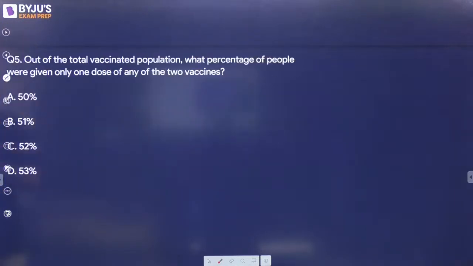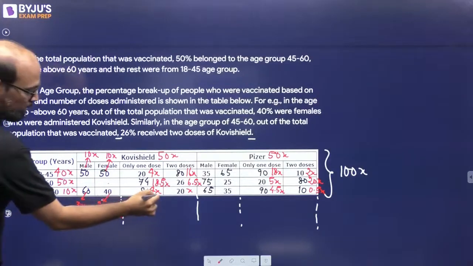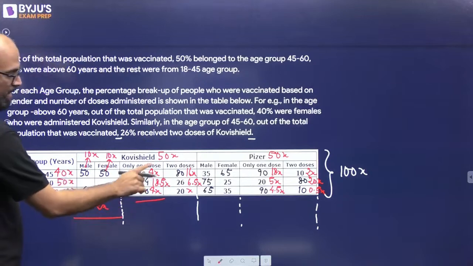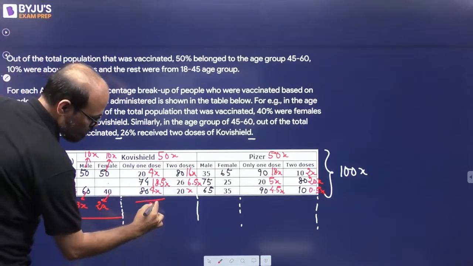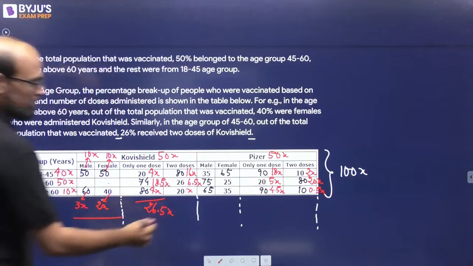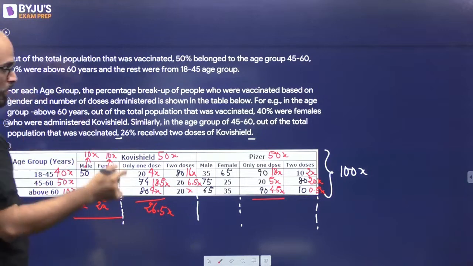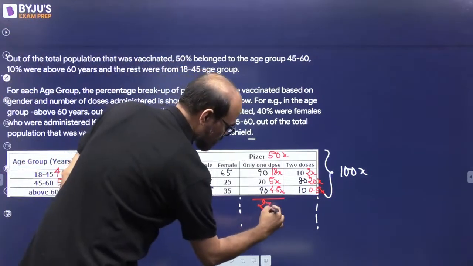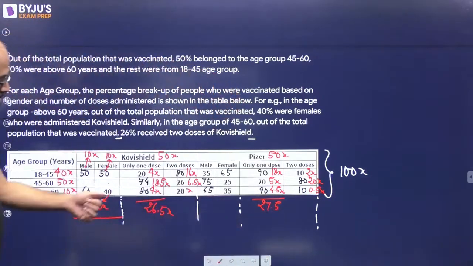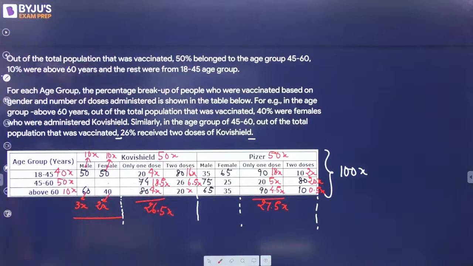So, if you look at the first question, who were given only one dose of the two vaccines. So, one dose वाले इधर कितने थे? This is 8 plus 18, that is 26.5x. And इधर single dose वाले कितने थे? 18 plus 9, that is 27.5x. 26.5x and 27.5, यही है ना?